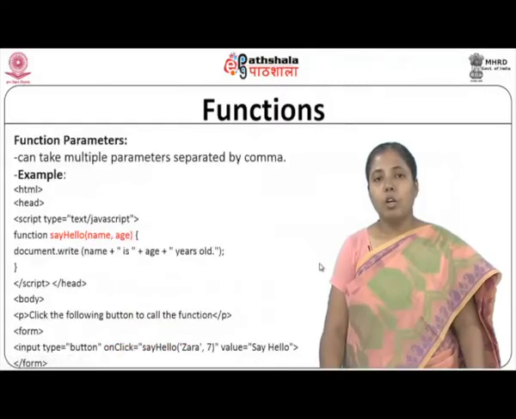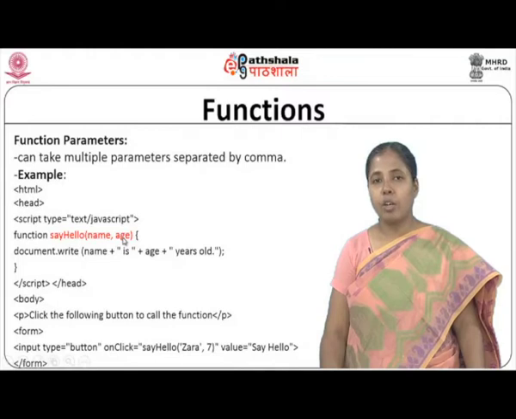Now this function can also, as I told you, take parameters. Now this function say hello is defined with two parameters called name and age. The declaration of data type is not essential in JavaScript. So you just give the name of the variable, name comma age.